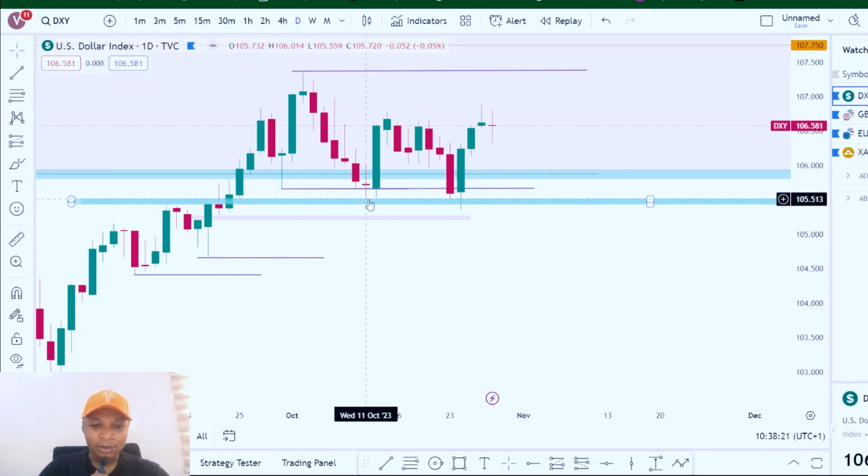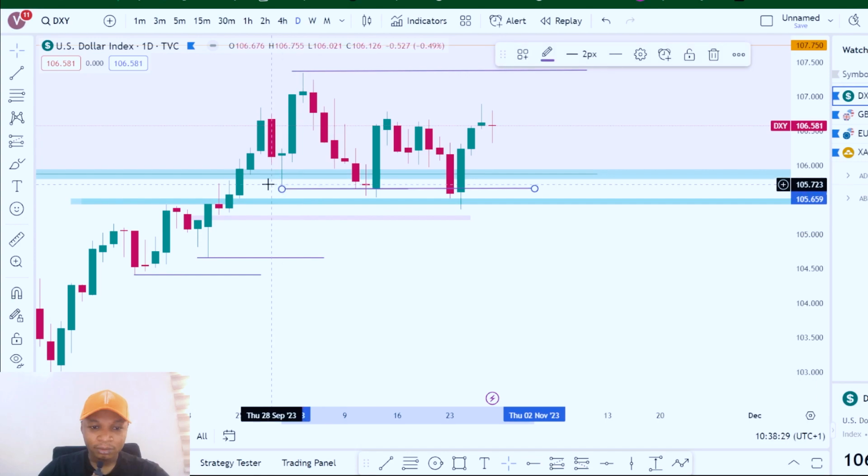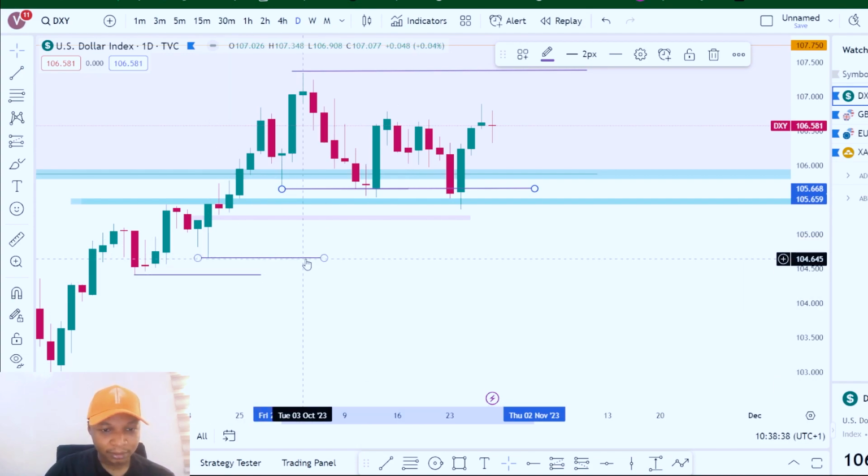Now another thing you should also take note of on the dollar is that we've been expecting the dollar to close below this low, right? Below this low, dollar couldn't close below it, and now there's another new low right here. Let me highlight that.